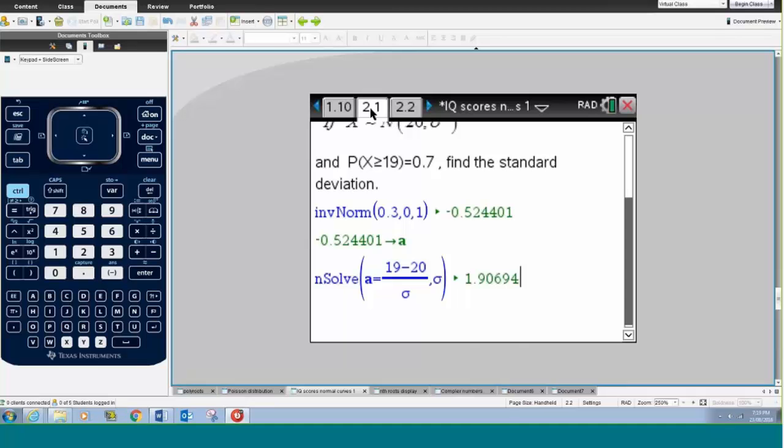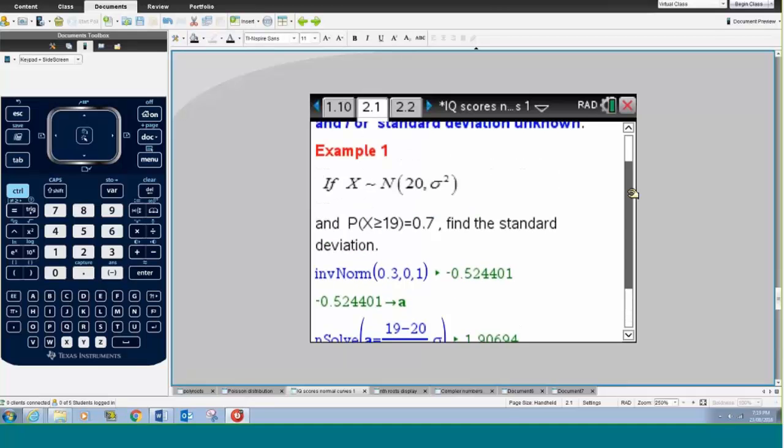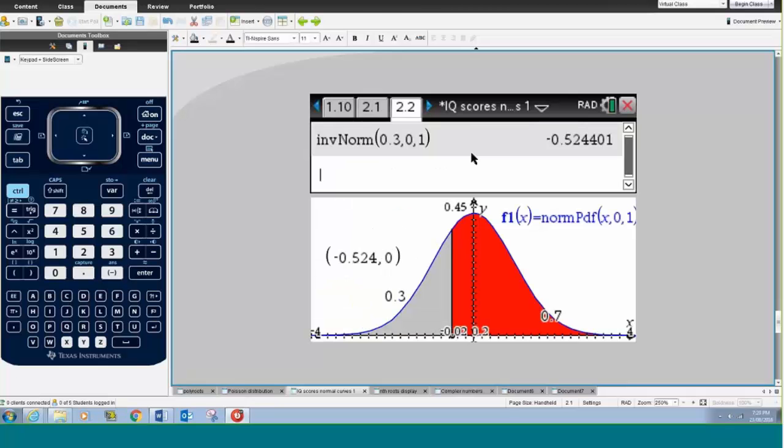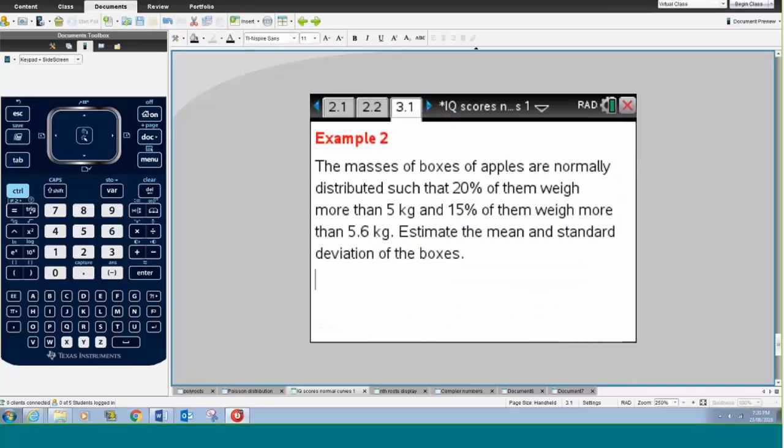And going back, this is the question, and here I also illustrated that on the split screen. This time I have actually drawn the standard normal distribution showing 0.3 and 0.7, referring to the standard normal distribution graph.